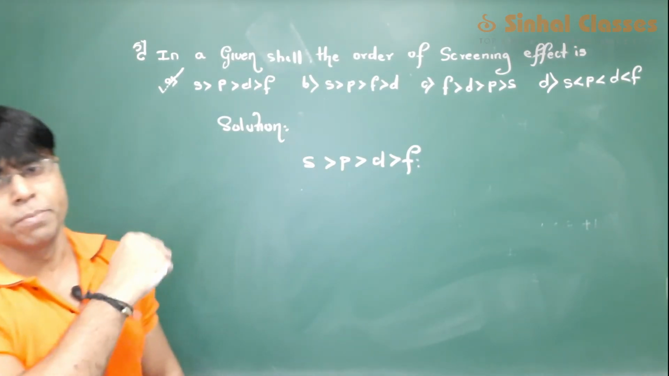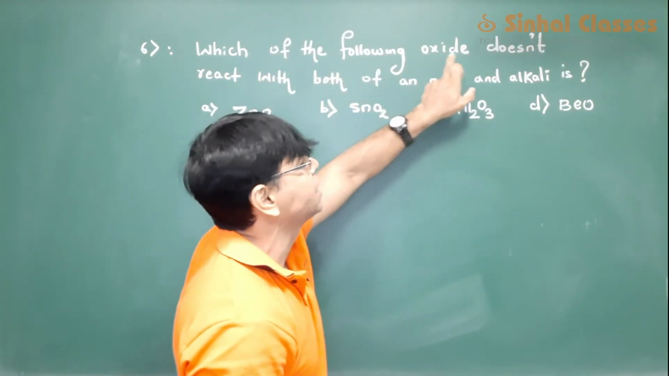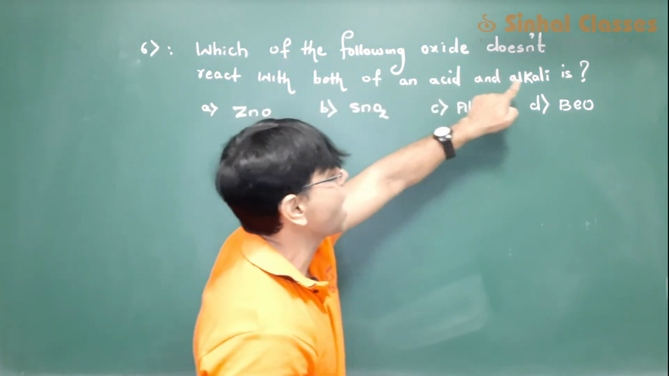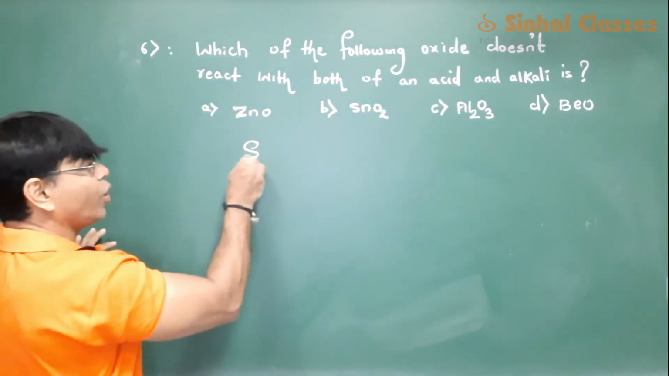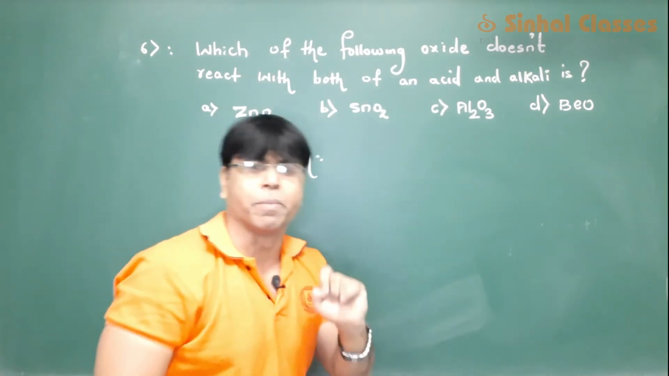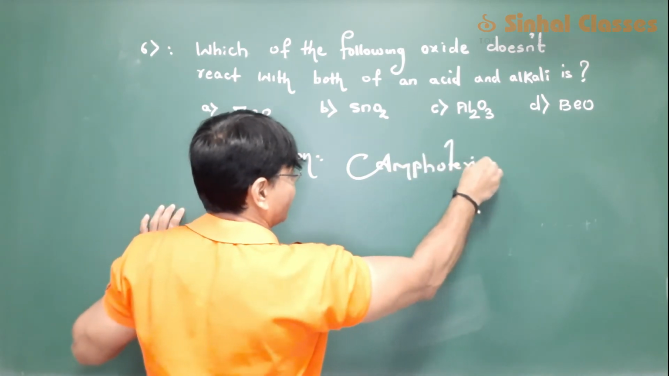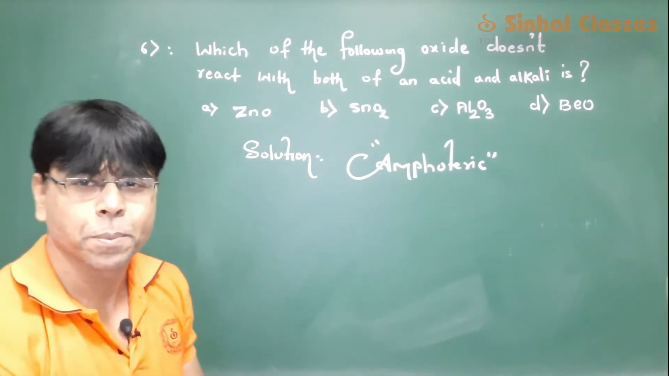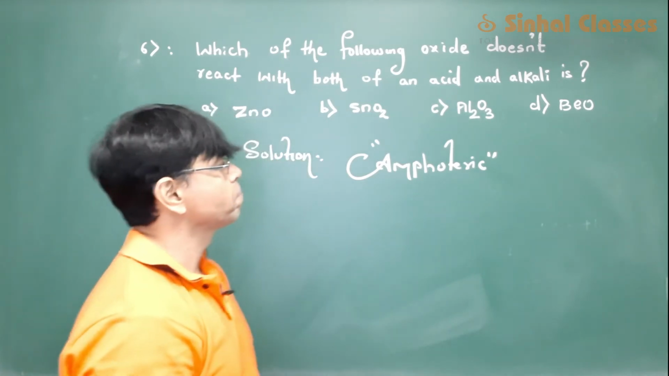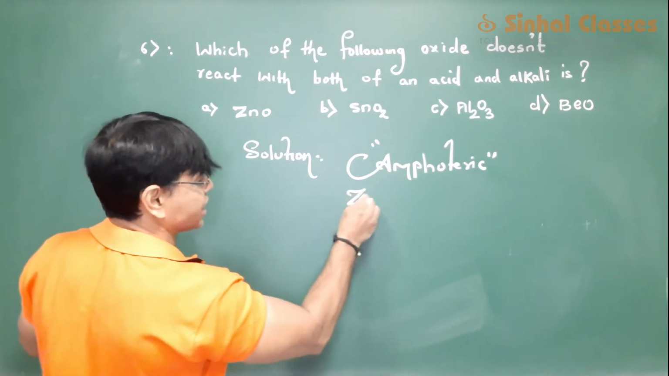Now we go for question number 6 from this topic. Which of the following oxides doesn't react with both an acid and an alkali? Now we all know the ones which react with both acid as well as base are called amphoteric. The one which can react with both acid as well as base, they are called amphoteric. Zinc oxide, we all know it is amphoteric.